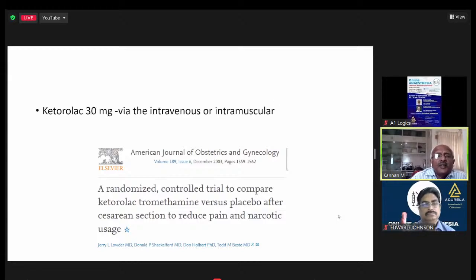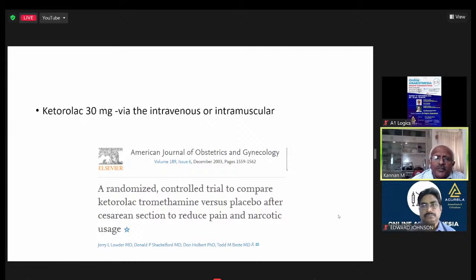So it is established that ketorolac 30 milligram via intravenous or intramuscular dose is always useful and it can be followed. And of course, we have to choose the patient. Very rarely, patients with renal compromise, we should not use it. And even in patients with pre-eclampsia, hypertension, eclampsia, recently it has been used without any side effects.